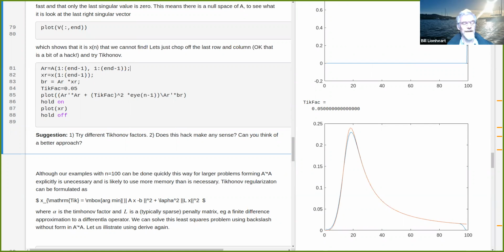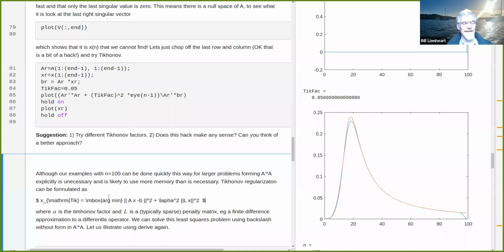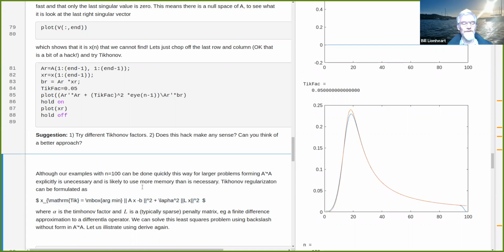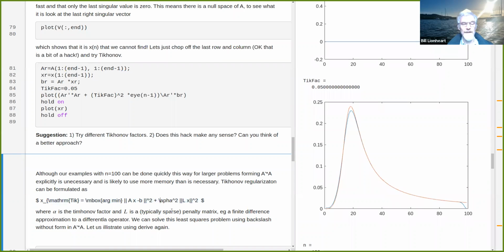Oh, this hasn't rendered correctly in LaTeX. Hopefully you can read LaTeX. So Tikhonov regularization can be formulated as minimize over x, norm of Ax minus b squared plus alpha squared, where alpha is the Tikhonov factor, times norm of Lx squared, where L is some matrix. We took L to be the identity so far, but in general, it could be a sparse matrix that approximates a numerical derivative, or a combination of that with the identity, perhaps.